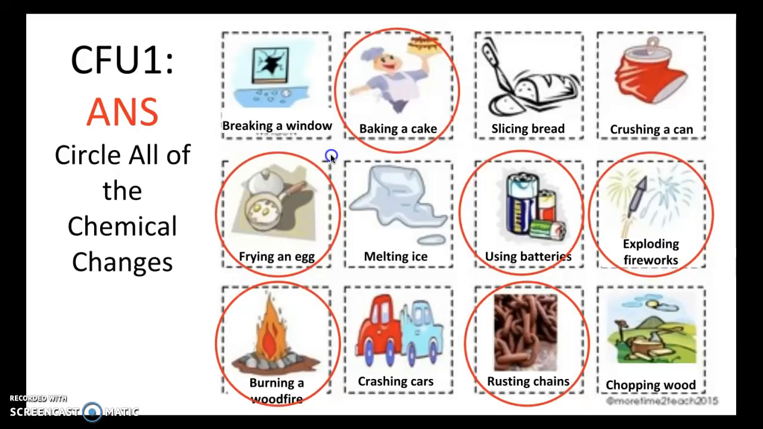Great, so here are the answers. These are all of the chemical changes: baking a cake, frying an egg, using batteries, exploding fireworks, burning a wood fire, or rusting chains. Those are all chemical changes because what you start off with is not what you end up with in the end. On the other hand, breaking a window, for example, it's still glass. Even though you broke it into smaller pieces, it's still glass, so there was no chemical change. The rest of these would all be physical changes.